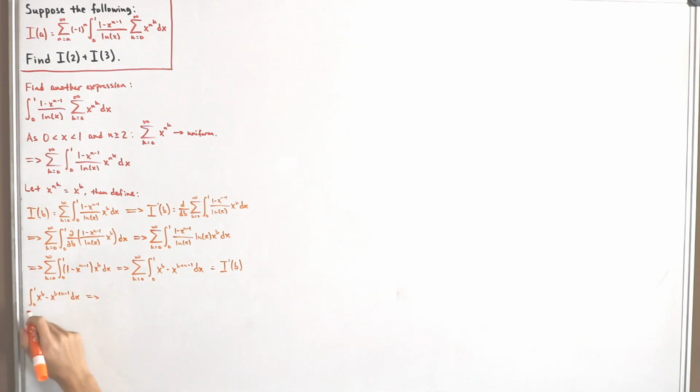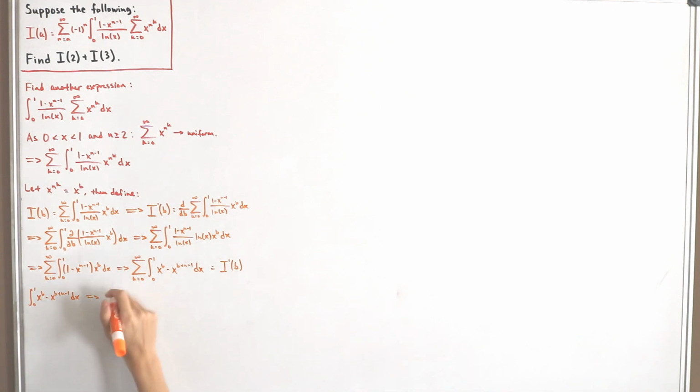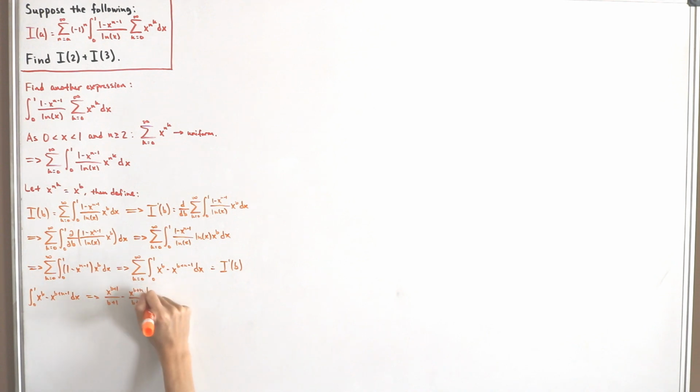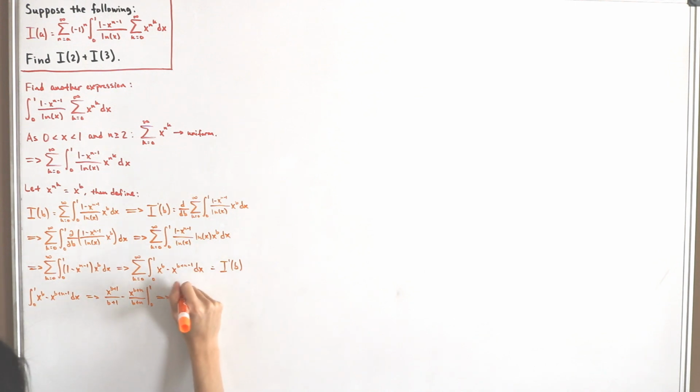Simply take the integral, just using the power rule, so this is x to the b plus 1 divided by b plus 1, and minus x to the power b plus n divided by b plus n, and then that's from 0 to 1. But you can clearly see that if you plug in 0, the whole thing becomes 0, and at x equals 1, any power of the base 1 is always going to be equal to 1, so this is just 1 divided by b plus 1 minus 1 divided by b plus n.